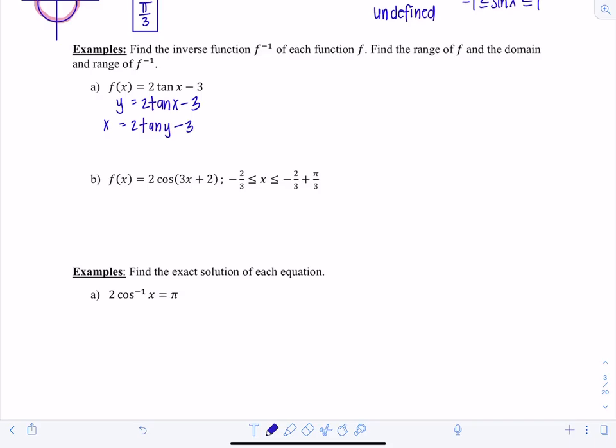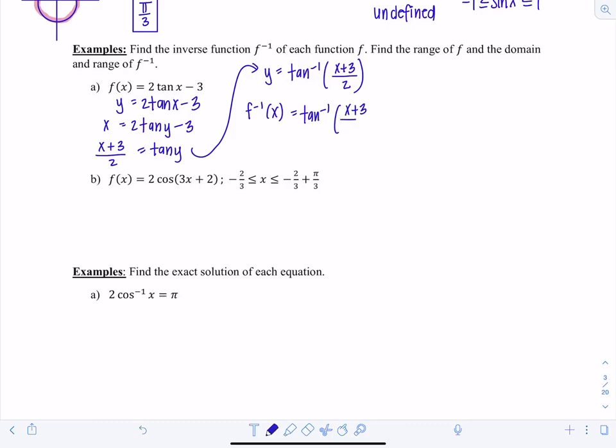And then remember, my goal is to isolate or solve for the new y. So x plus 3 divided by 2 equals tangent of y. And then I can apply tan inverse to both sides. So then I get y equals tan inverse of x plus 3 over 2. So now I'm almost done. I'm just going to replace y with f inverse of x, and that equals tan inverse of x plus 3 divided by 2. So there's that part done. Now I need to find the range of f and the domain and range of the inverse function.